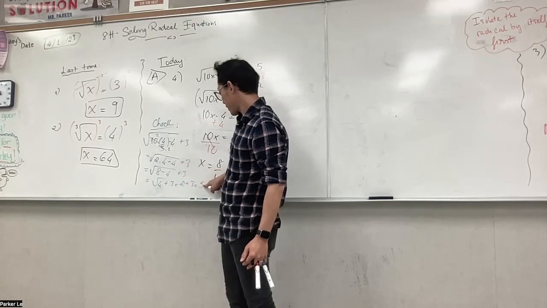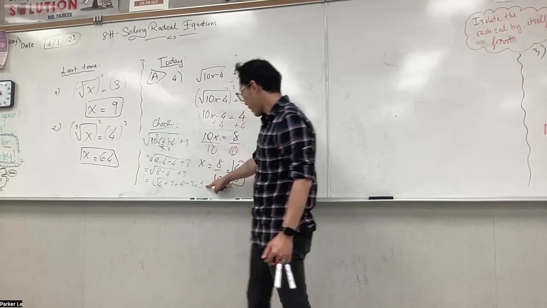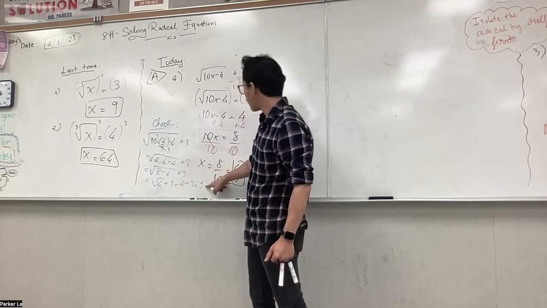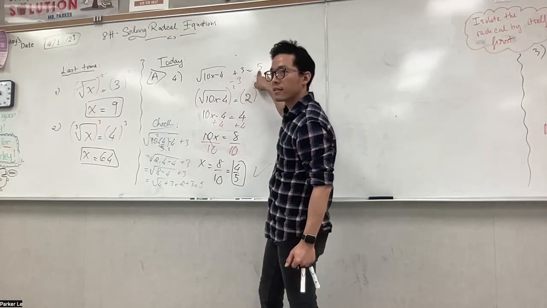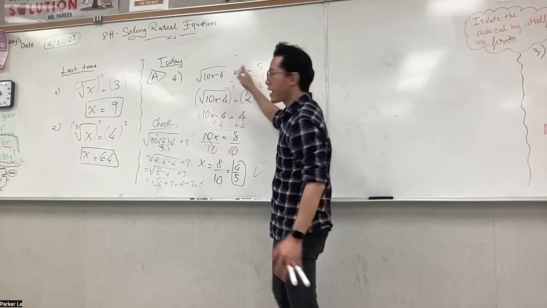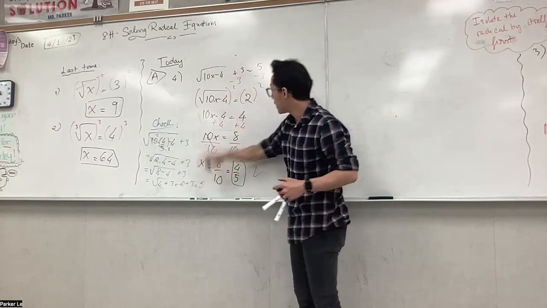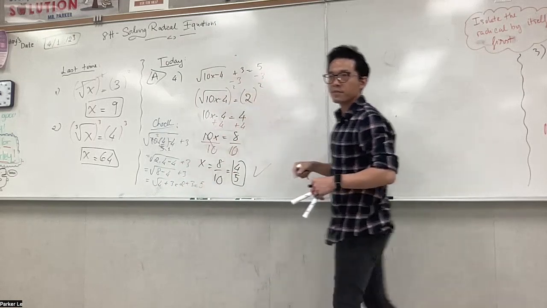Here, this one. Oh, the square root of 4, I have 2, and then 2 plus 3, I have 5. 5 matches with this. I just do the left side to see if it can give me the right side. Good questions.